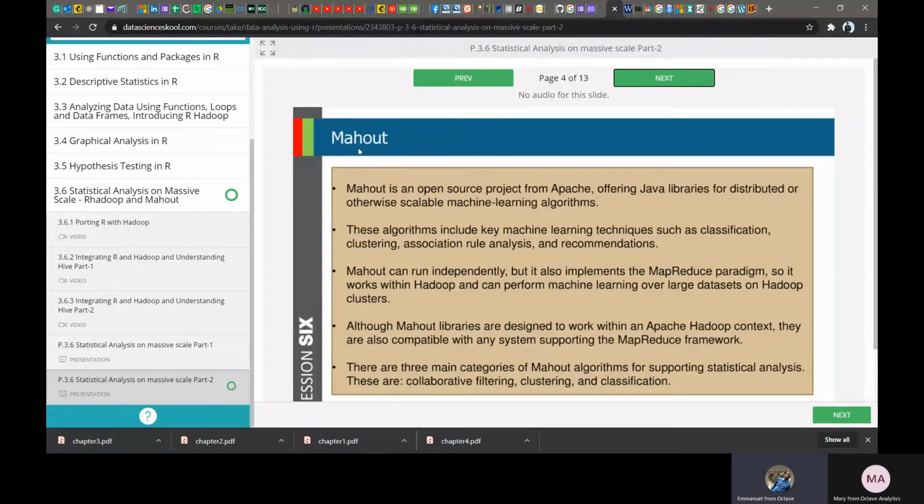So here, Mahout is an open source project from Apache offering Java libraries for distributed or otherwise scalable machine learning algorithms. Underline machine learning algorithms. These algorithms include key machine learning techniques such as classification, clustering, association rule analysis, and recommendations. So I can also ask you.